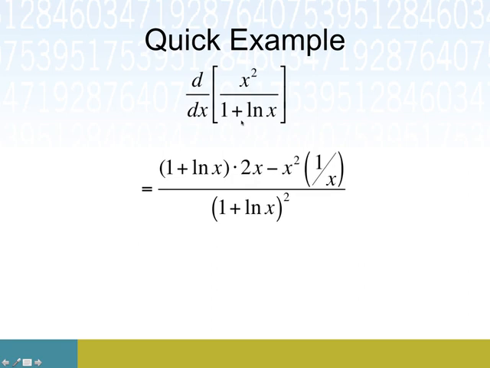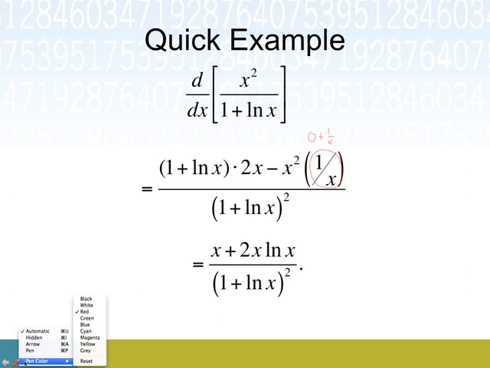Derivative of the bottom. Well, okay, so technically this would be derivative of 1 is 0. And then we'd add on the derivative of natural log of x, which is 1 over x. But that's what leads us here. So we get just that fraction, 1 over x. And then, of course, we're supposed to square the bottom. With a little simplification, we get something that looks like that.